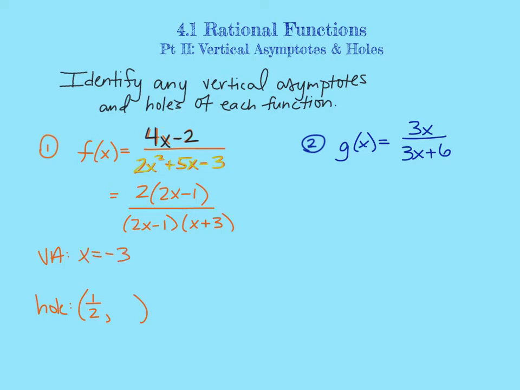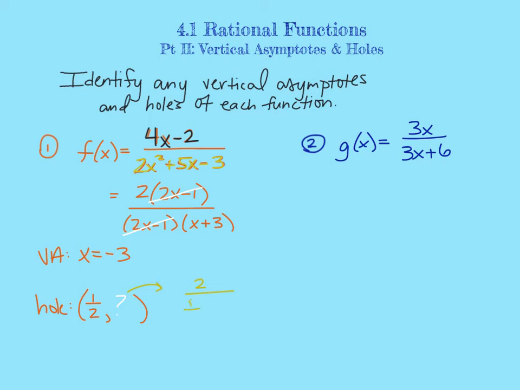Now, in order to find that y value of our hole, I'm going to show that we can cancel this factor 2x minus 1, and then we're left with 2 over x plus 3. So what I'm going to do is plug in the x value of 1/2 into that, since we won't end up getting 0 over 0. So let's plug that in using yellow. So we'll have 2 over x plus 3.